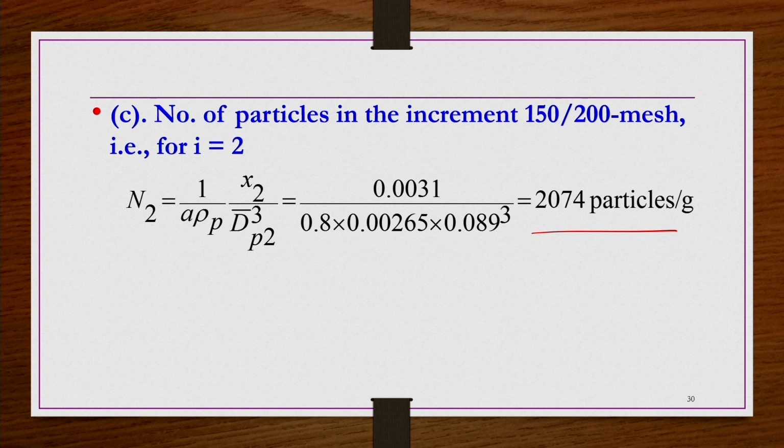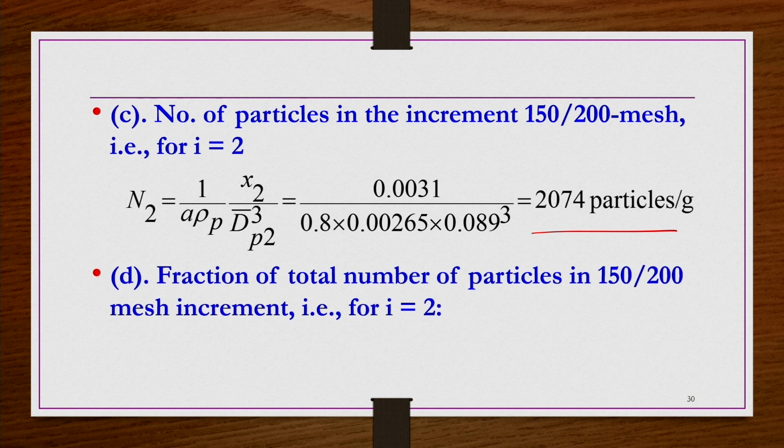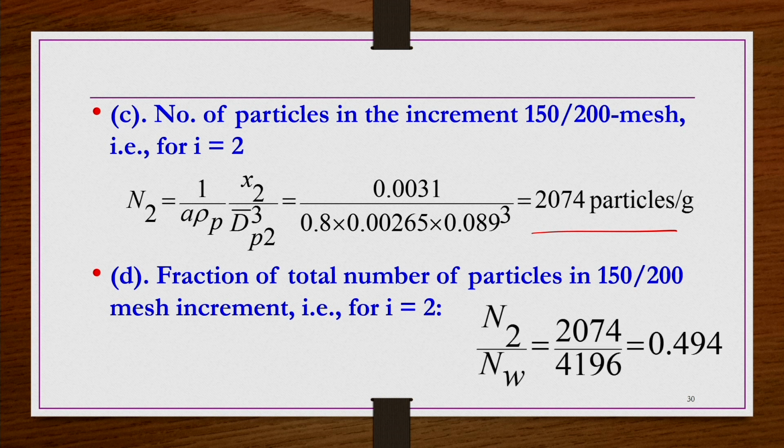So, in the pan we have this many particles. The fraction of the total number of particles in 150 by 20 mesh is nothing but this 2074 divided by 4196, that is 49.4%, almost 50% of the particles are in the 150 by 20 mesh increment. That indicates that the sample has many finer particles, almost 50% of the sample is finer material. This is how one has to do the problems.